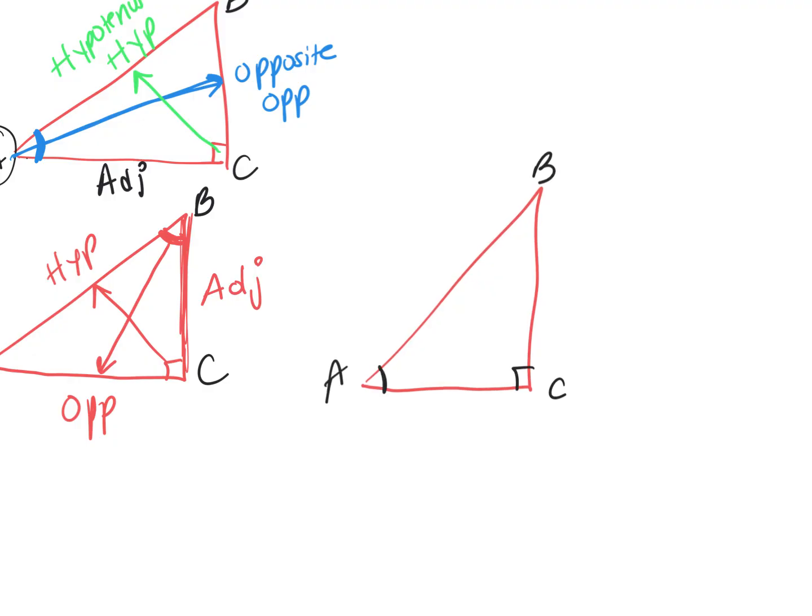We're going to work with angle A. You should have gotten this one's opposite. That means BC is opposite. Across the 90 is hypotenuse, and whatever's left is adjacent.